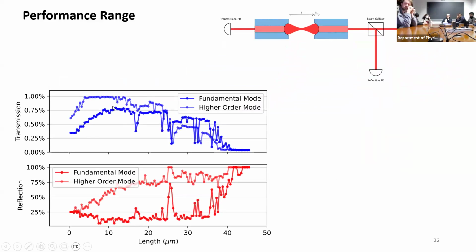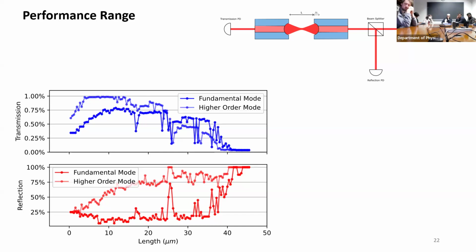This is the fundamental mode, the Gaussian, and this is the higher order mode of the Gaussian that I showed before. Same here with the reflection. And you can see that while the reflection really extincts at certain cavity lengths, the transmission is hardly 1% of the light that I sent in. So this was a big trouble that we saw.